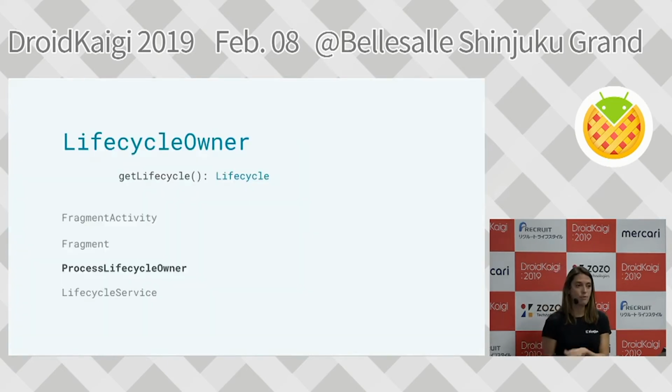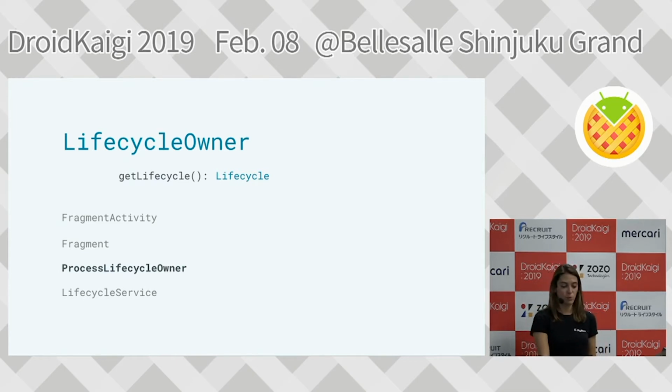The class that provides the lifecycle for the whole application process is the ProcessLifecycleOwner. So more precisely, it models the lifecycles of all activities combined. So if you want to trigger some events when your application is in foreground or in background, this is the lifecycle owner that you can use.